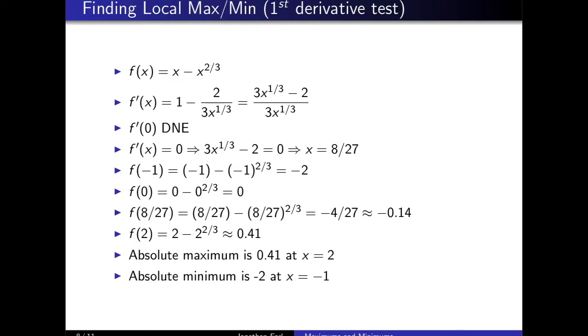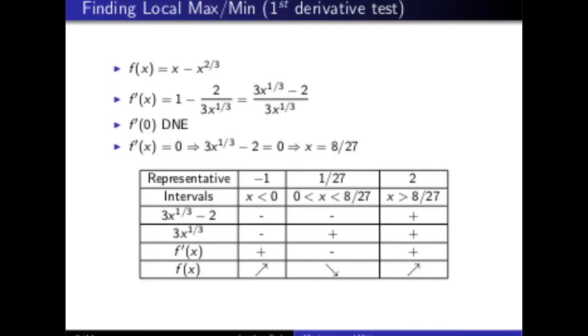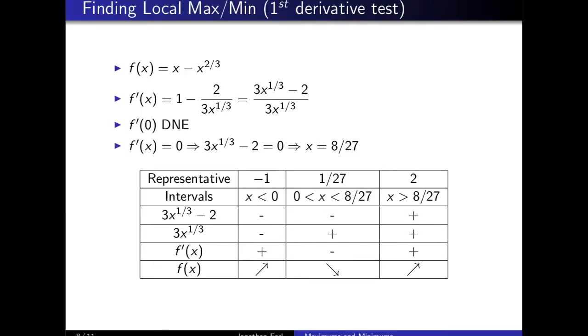Okay, so to find our absolute maximum and minimum, we'll put our endpoints of -1 and 2 back into the original function, and also the critical points of 0 and 8/27. When we do this, we see that the smallest value that we're going to get is -2, and that's occurring at -1. And the biggest value that we're getting is about 0.41, and that's occurring at x equals 2. Okay, so that gives us our absolute maximum and minimum, but we also want to come up with the local maximum and minimum.